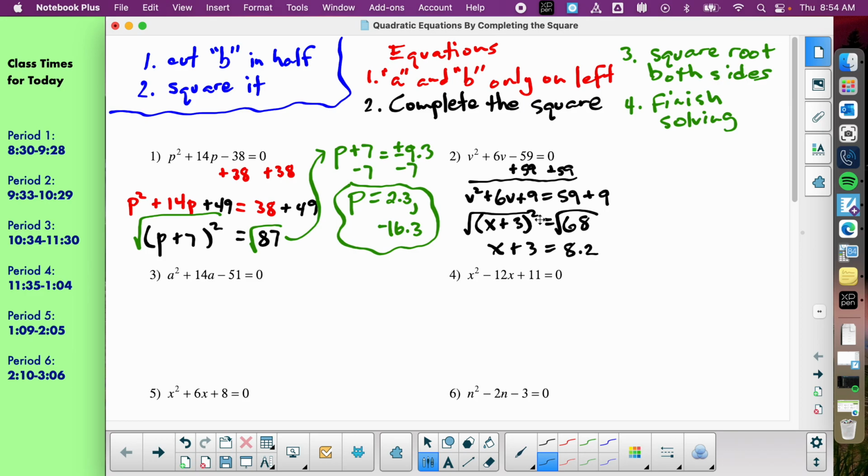The plus and minus, perfect. There's tons of little details that are going to be easy to forget to do. Going through these slow is kind of the only way to try to remember them. Last step will be to subtract 3. Okay, so I've got 8.2 minus 3. If you want a way to remember that if you forgot the plus and minus, I would have only had one answer, and these will all have to have 2 answers. 8.2 minus 3 will be 5.2.